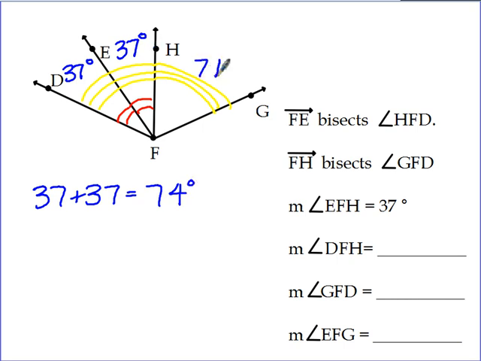And now I can look and see what they're asking for. DFH is 74 degrees. GFD, that's the whole thing. GFD, so 74 plus 74 is 148 degrees. And EFG. EFG is this right here. So it's going to be 37 plus 74, which is 111.